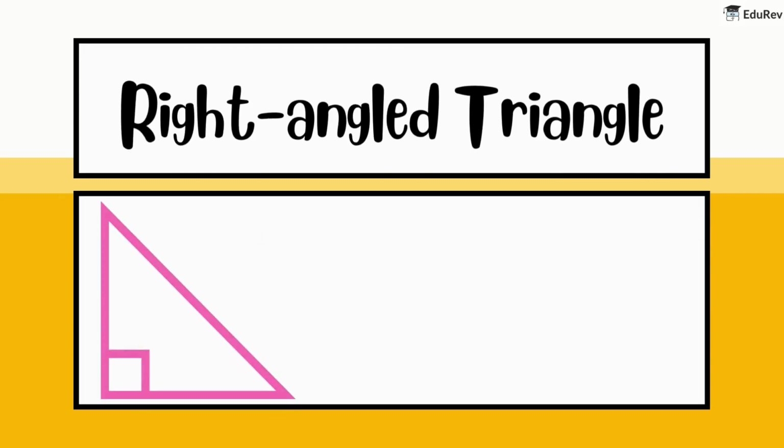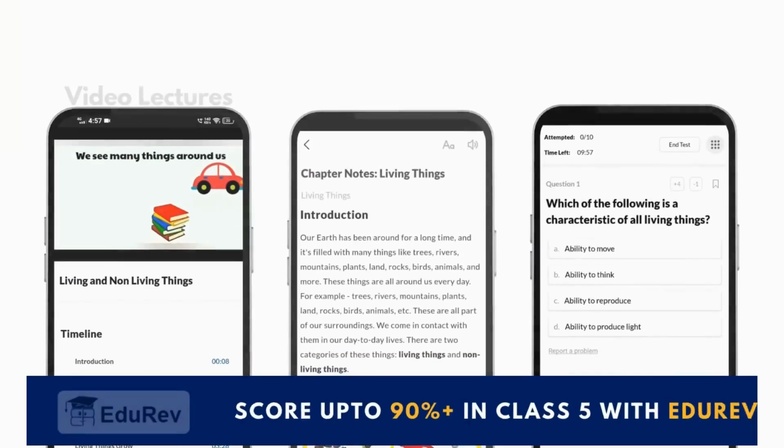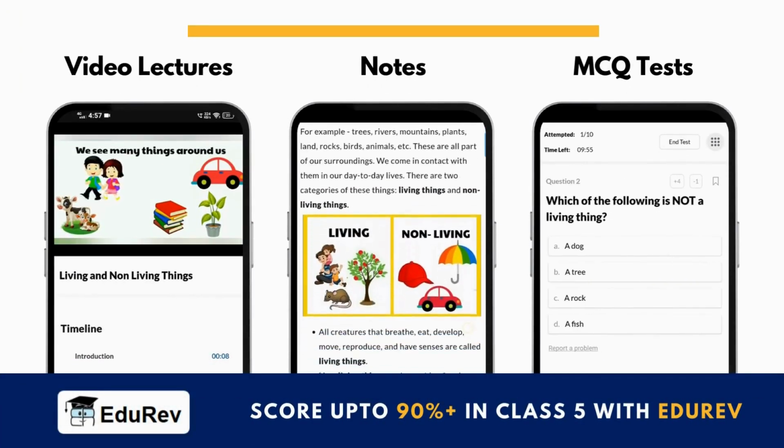Right angle triangle. A triangle having one of the angles 90 degrees is called a right angle triangle. The other 2 angles are acute. We hope that you have understood the topic.